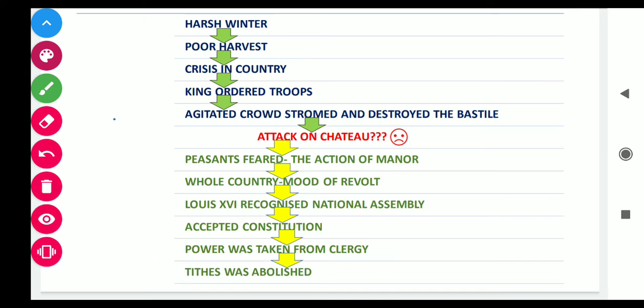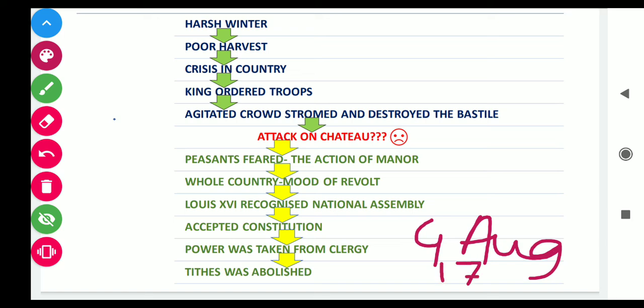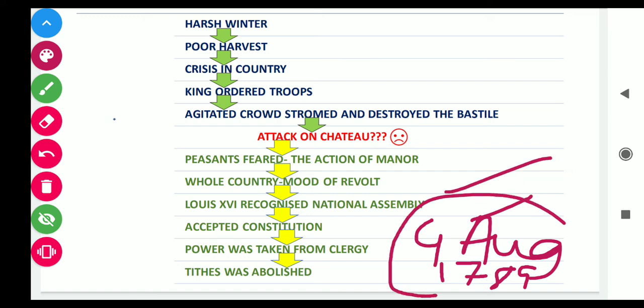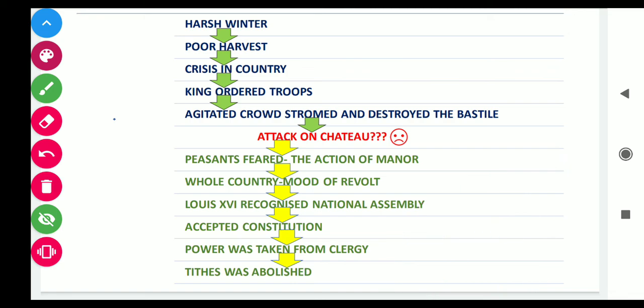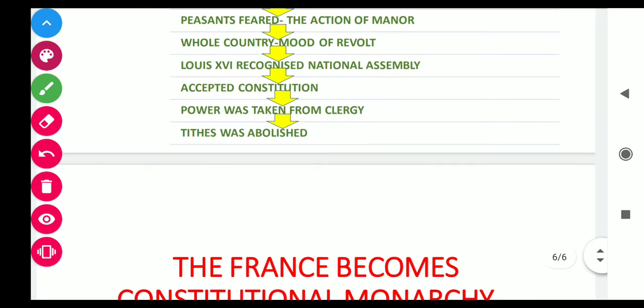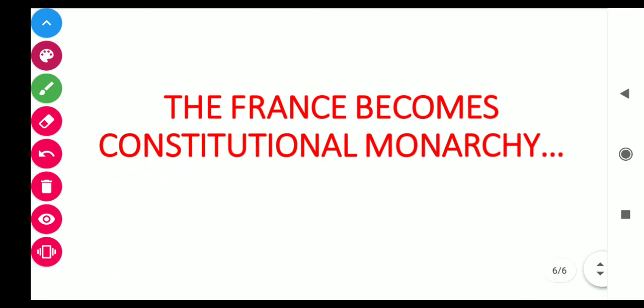On 4th of August 1789, the feudal system of obligations, taxes, and privileges to the nobility and clergy was abolished, and lands owned by the churches were confiscated. So, children, thus France became a constitutional monarchy from an absolute monarchy.